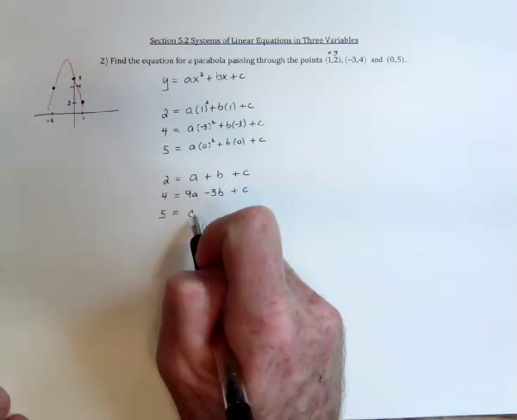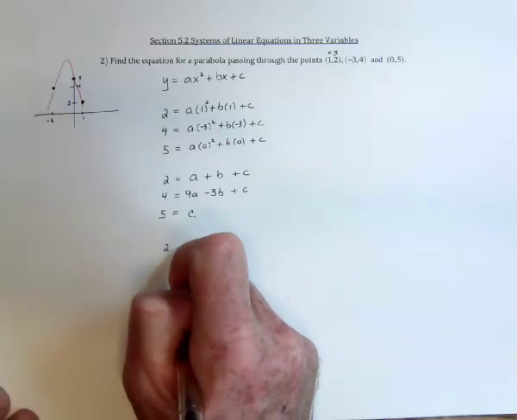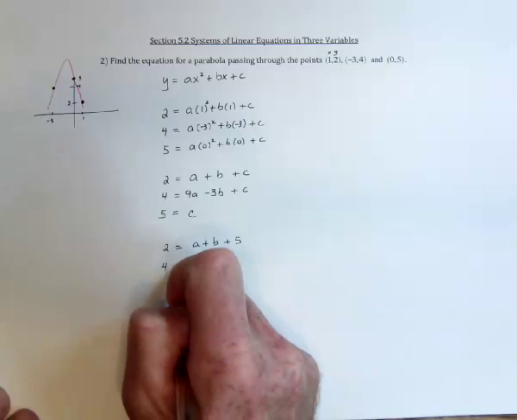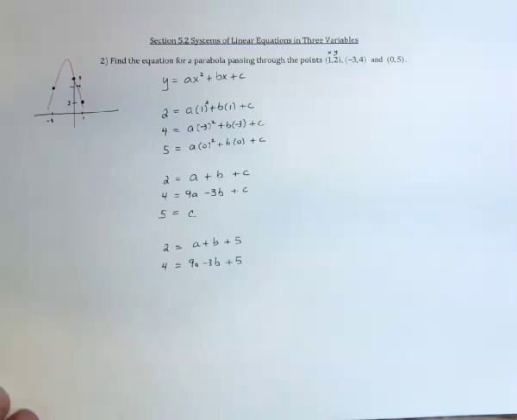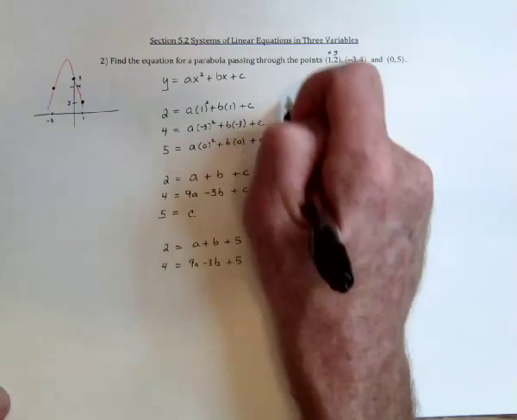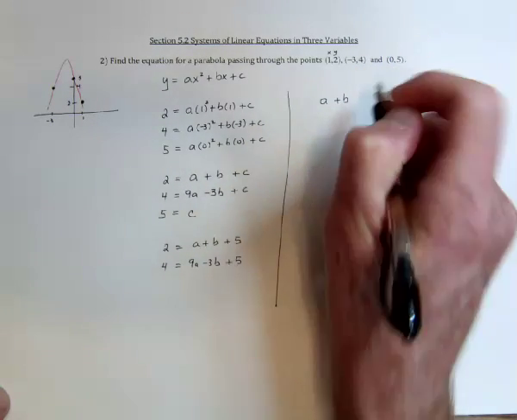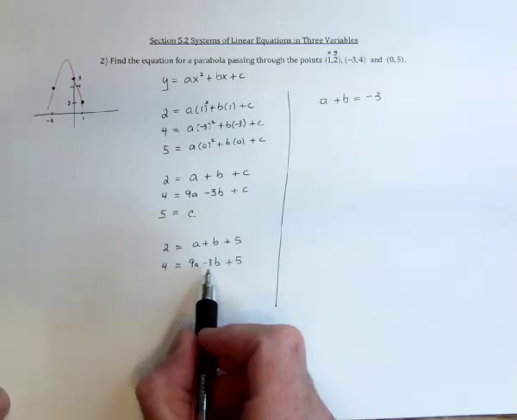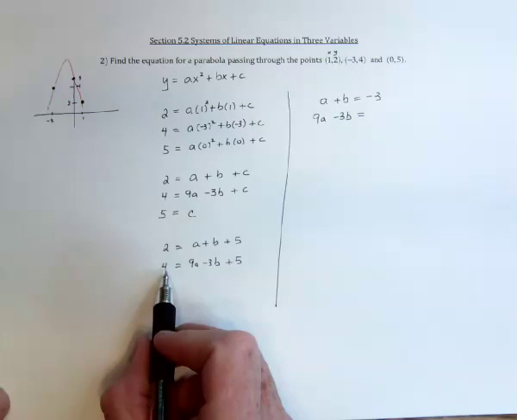So then we can do what's called back substitution. Take that c of 5 and substitute it back into these other equations. The top one would look like 2 equals a plus b plus 5. And the middle one would become 4 equals 9a minus 3b plus 5. And then when we move the 5 over, we have 2 equations with 2 variables. So let's see, subtract the 5. It's going to be that a plus b, when you subtract 5 from this, is going to be -3. And then this is going to be 9a minus 3b equals, again, subtract 5, so it's going to be -1.